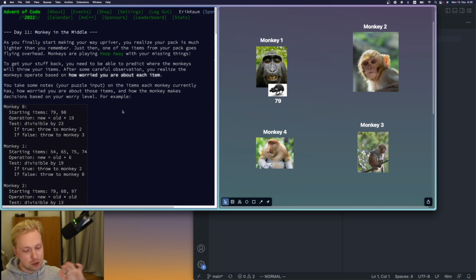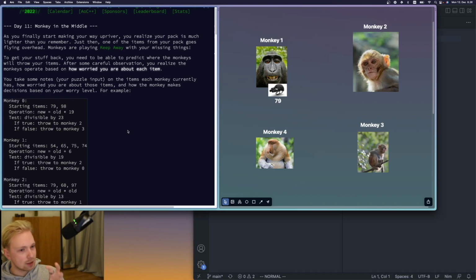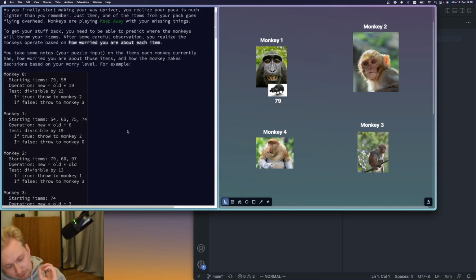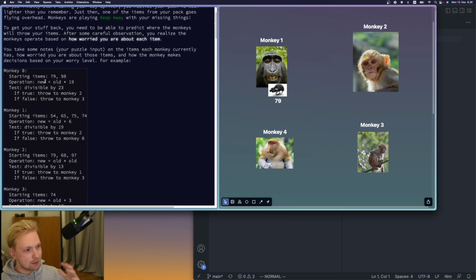So we are in the jungle with the elves, and a bunch of monkeys has taken my backpack, and they've taken the items from there, and they are playing keep away with my items. And each item has a worry level associated to it. And the way this worry level is calculated is very particular. So when the game starts, each monkey gets some starting items. This is like the puzzle input.